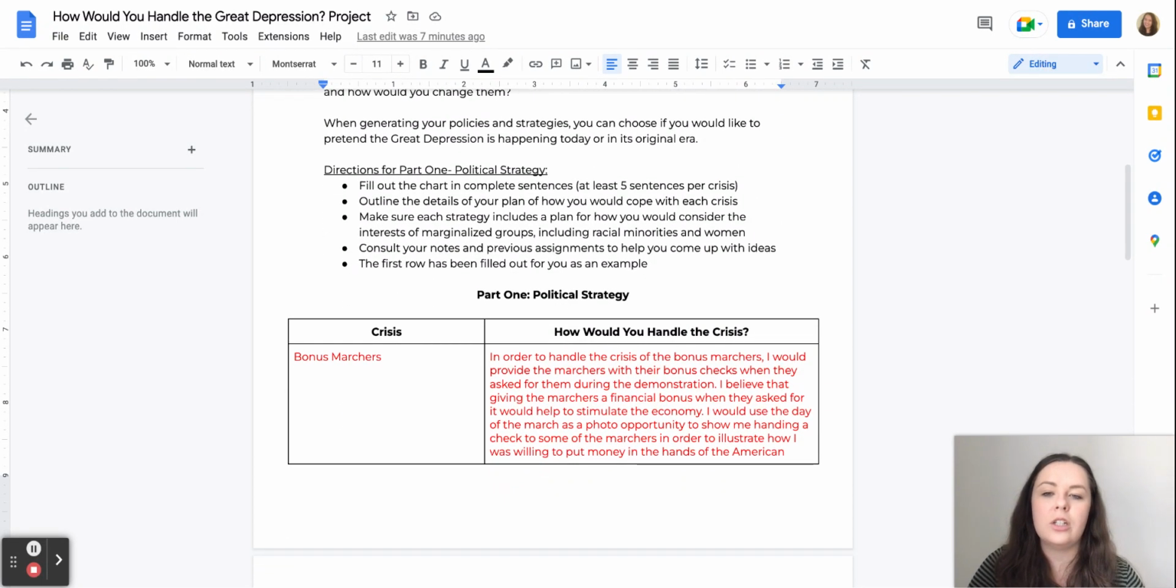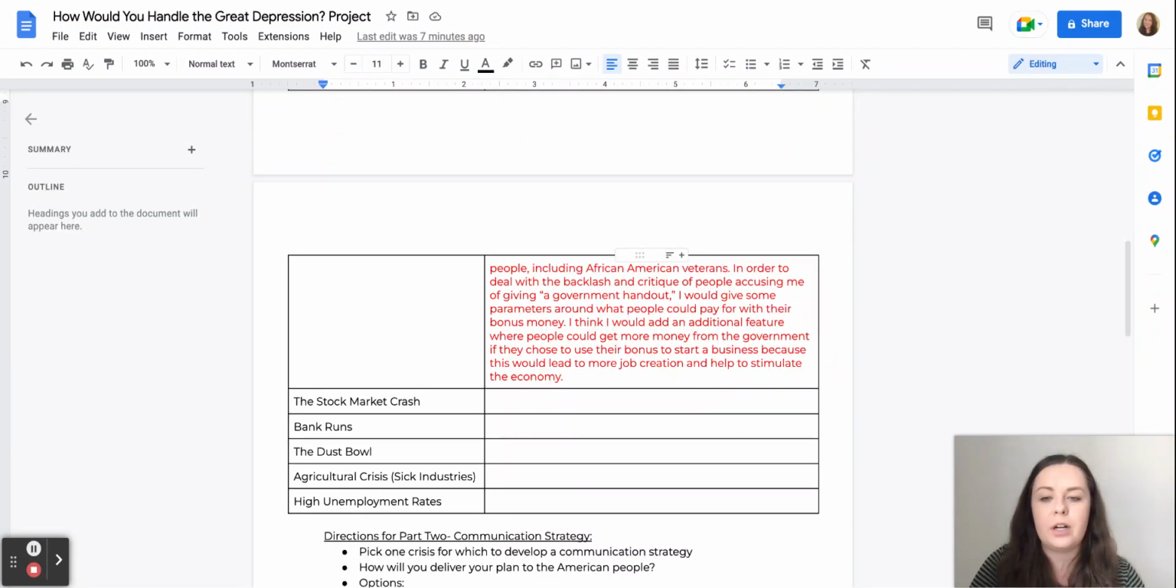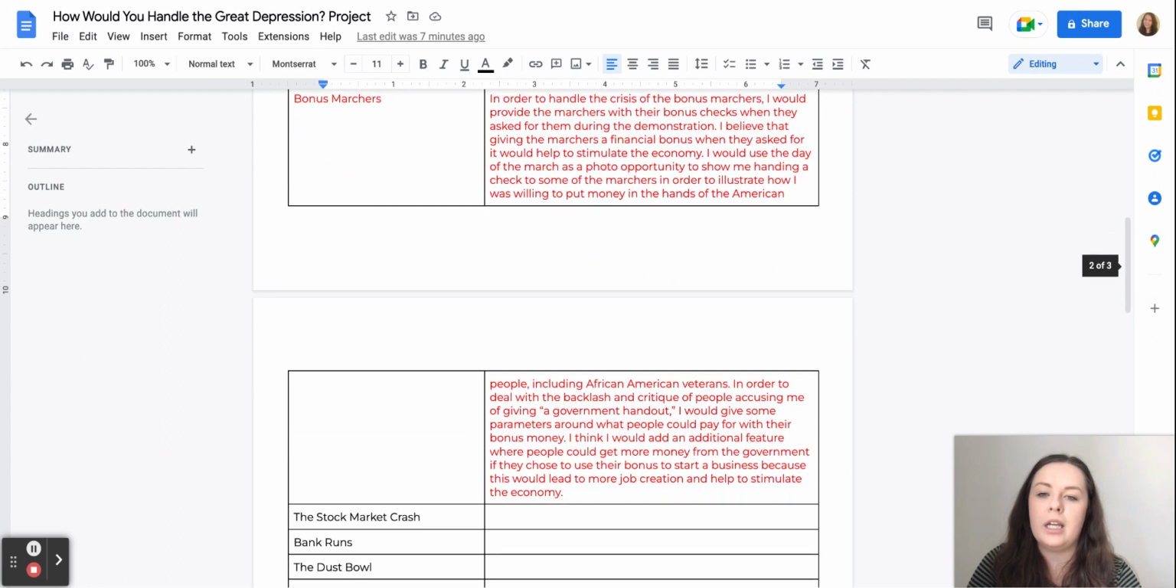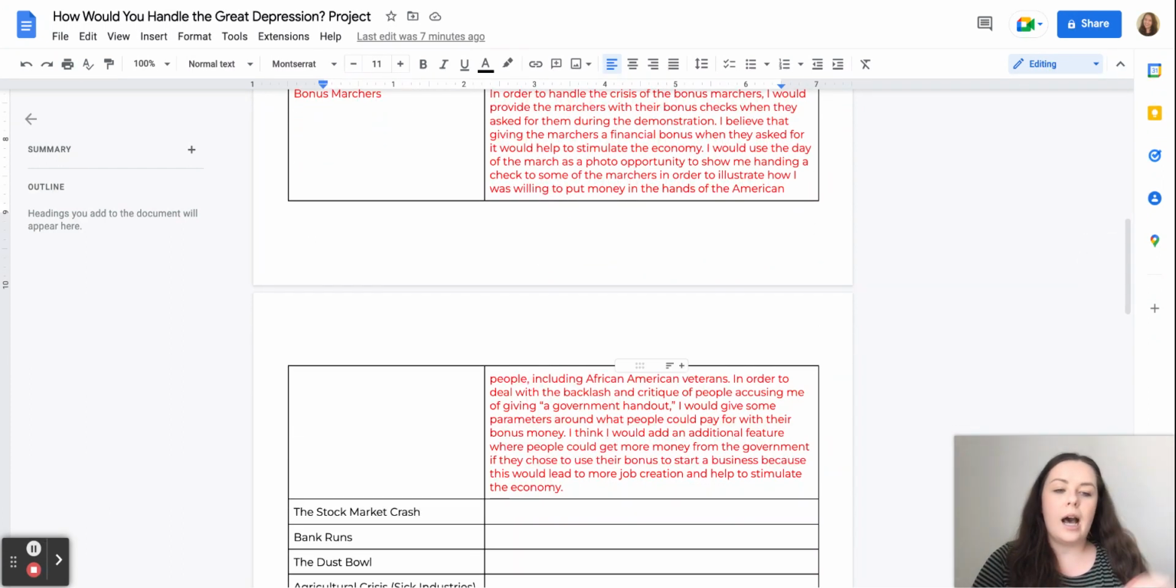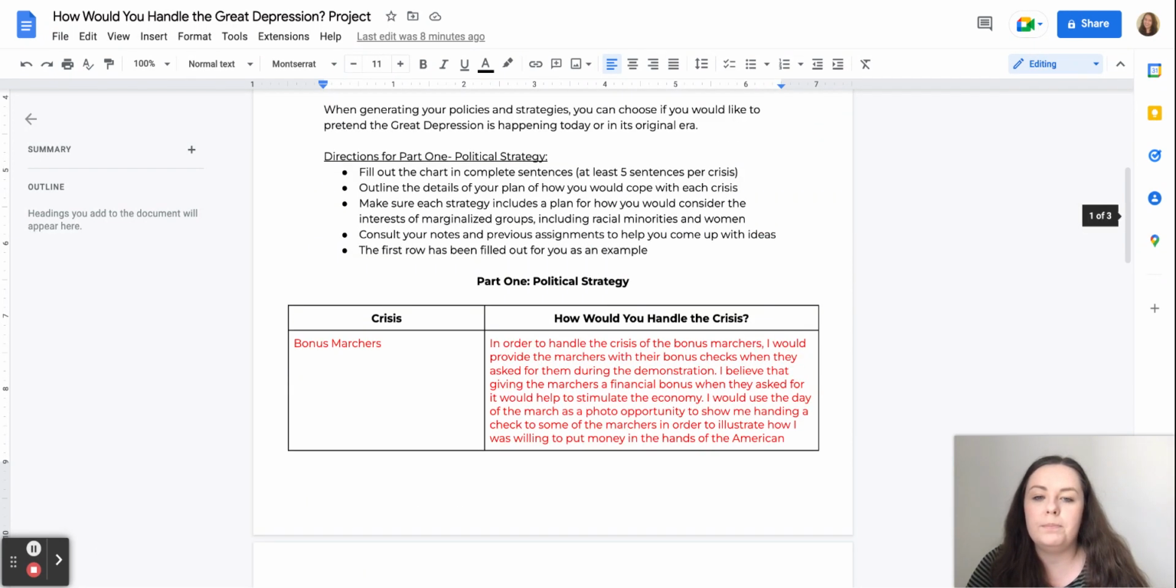For part one, you're essentially filling out this chart. It's going to have different crises that happened during the Great Depression era. Your example one here is talking about the bonus marchers, but you'll go through and explain your strategy, if you were president, for how you would handle the stock market crash, bank runs, the Dust Bowl, the agricultural crisis, sick industries, and the high unemployment rate in the Great Depression. You want to fill out what your strategy would be in complete sentences, at least 5 sentences per crisis, and outline your plan for how you would deal with that crisis.